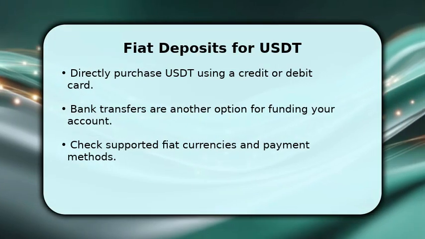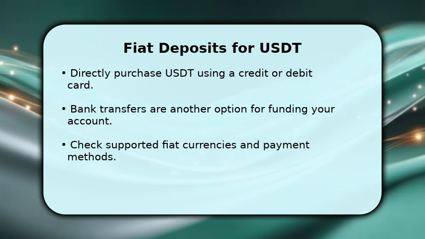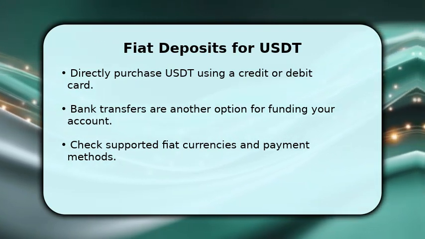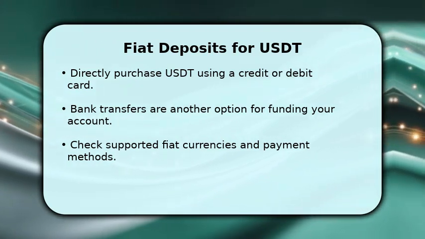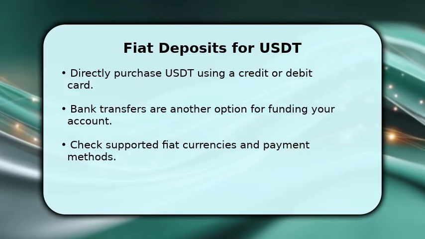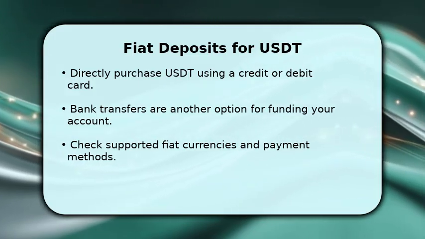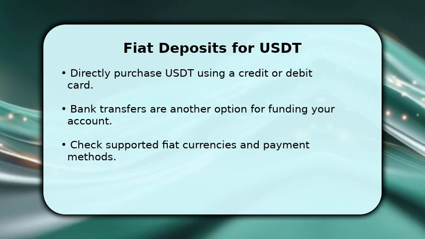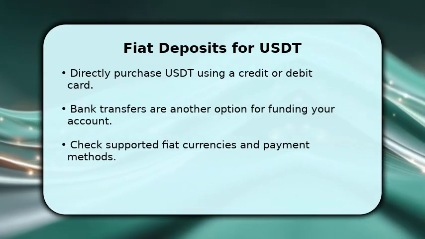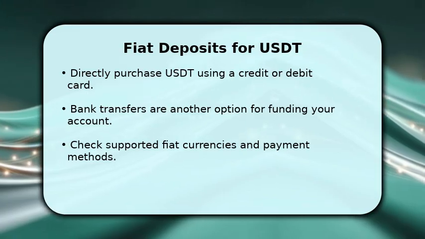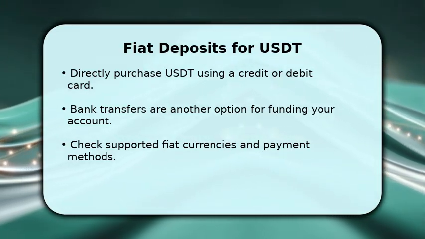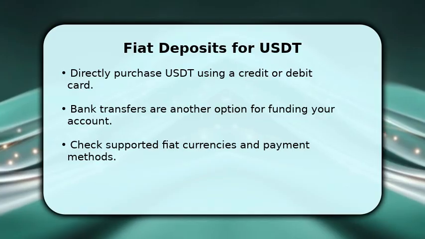To buy USD with fiat, navigate to the Buy Crypto section on KuCoin. You can choose to use a credit or debit card for instant purchases or opt for bank transfer, which might take a few business days. Always review the available payment methods and any processing fees before confirming your transaction. This ensures you get the most value from your purchase.